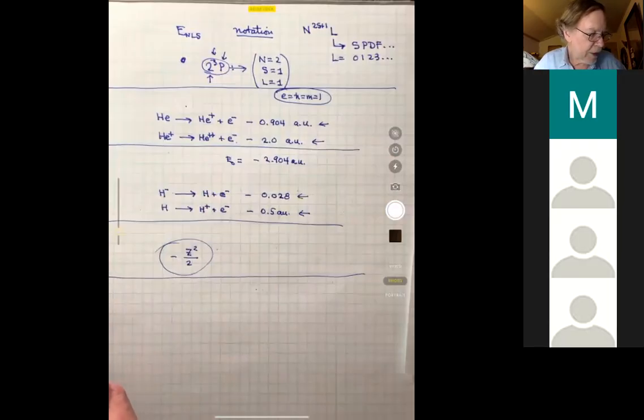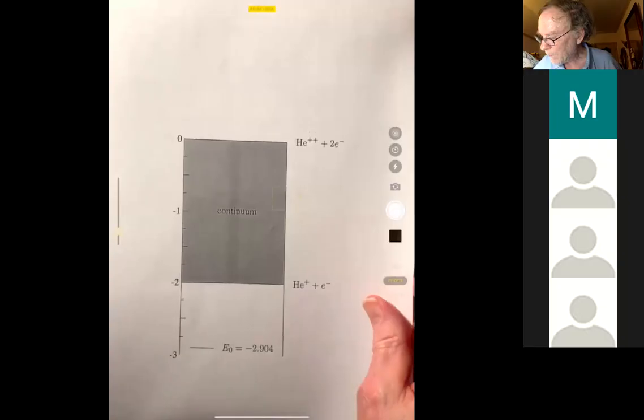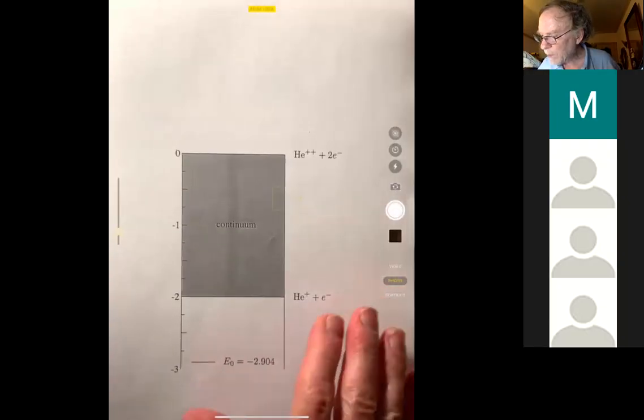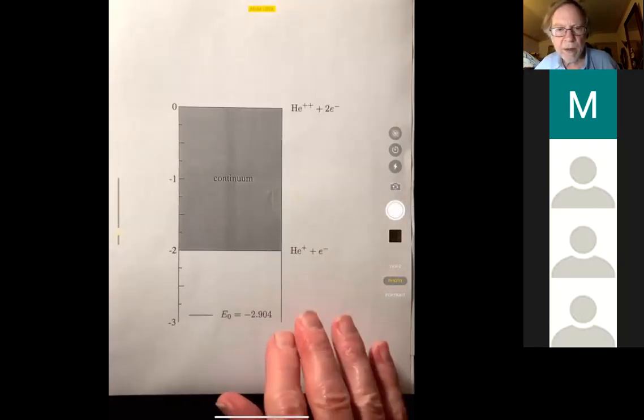I've taken some diagrams out of the notes and I enlarged them so that I can put them on the page here, because they're drawn better than I can draw by hand. Here's the diagram for helium. Let me explain this diagram.